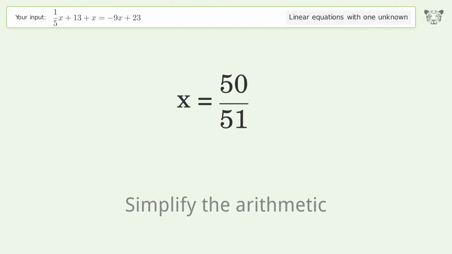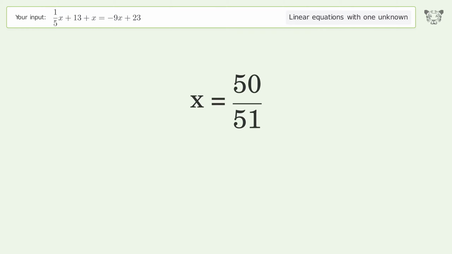And so the final result is x equals 50/51.